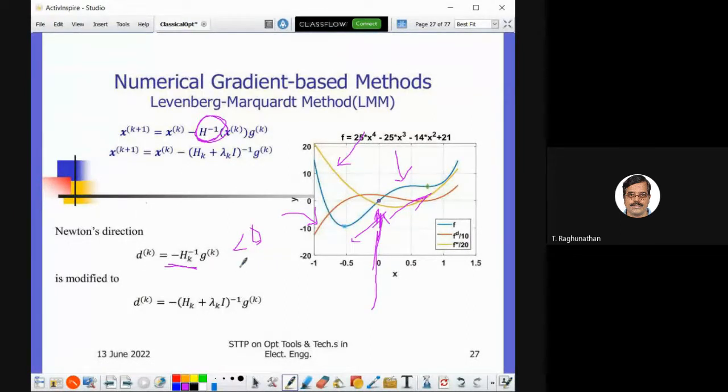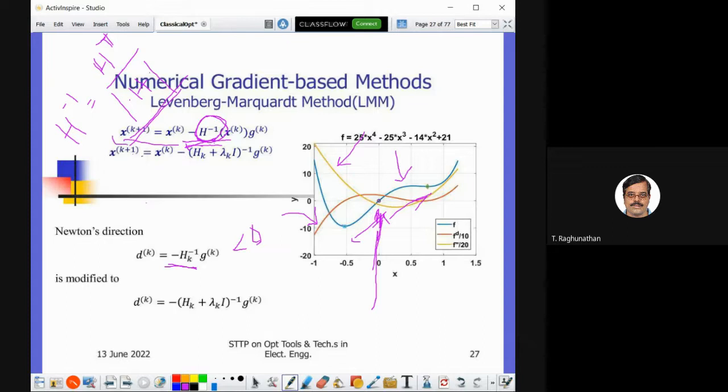So let me continue. The inverse is defined as adjoint by determinant. So if the determinant happens to be equal to 0 or the Hessian happens to be singular, then obviously you can't have H inverse, because dividing by 0 you can't do, right? Thank you, Aparna. If the determinant is 0, then you cannot invert the matrix, and that kind of matrix is known as singular. So singular matrices cannot be inverted, and if H happens to be singular, definitely you can't apply the method.